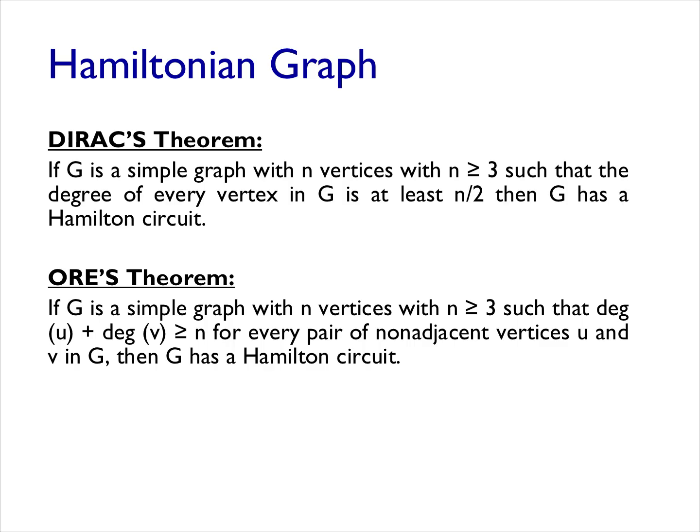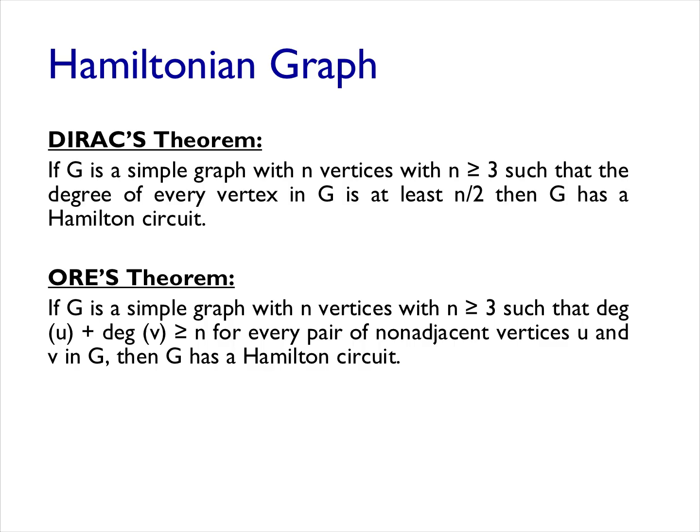The sum of the 2 degrees of those 2 vertices is greater than or equal to n, and those 2 vertices are not adjacent. So u and v are not adjacent. They don't have an edge between them. If this condition is true for all u and v that are non-adjacent across the whole graph, then for sure the graph has a Hamiltonian circuit. If the condition is not true, we don't know.